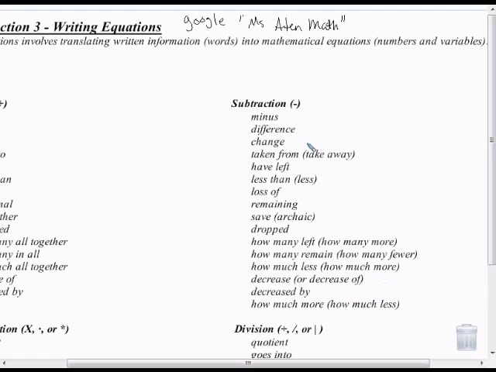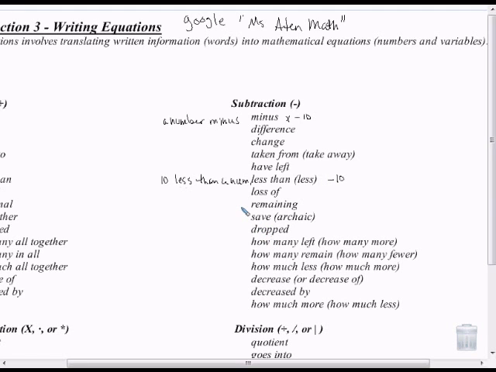Now, minus: if you say a number minus 10, that's x minus 10. But if you say less than, 10 less than a number, if you say something less than, the thing that's in front actually comes after the minus sign.